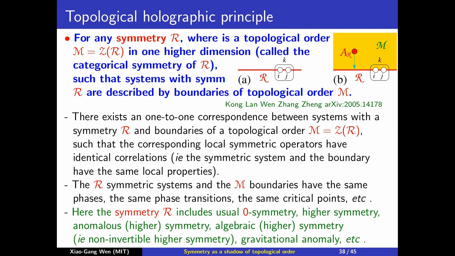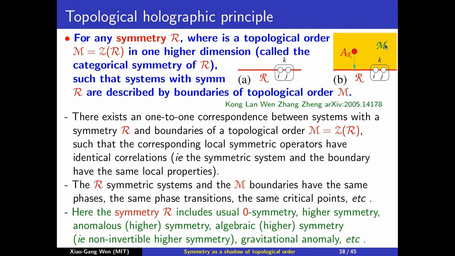And so the fusion category can be viewed this way. R is this fusion category, which fully describes a symmetry. Okay. And once you have this fusion category describing a symmetry, then we say that this symmetry should have a dual symmetry. And when combining symmetry and dual symmetry together, we should get a topological order in one higher dimension. This topological order is called M. This M is symmetry, dual symmetry, plus extra features, mathematically called the braided fusion category.